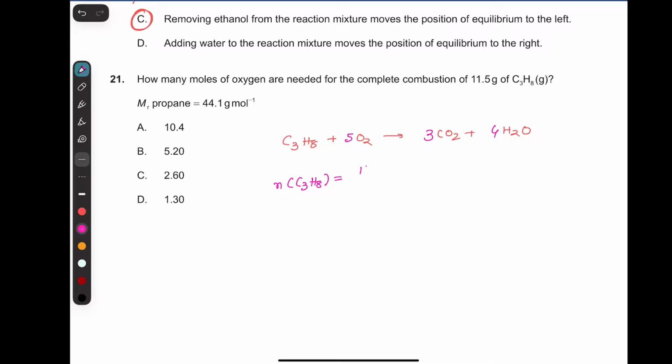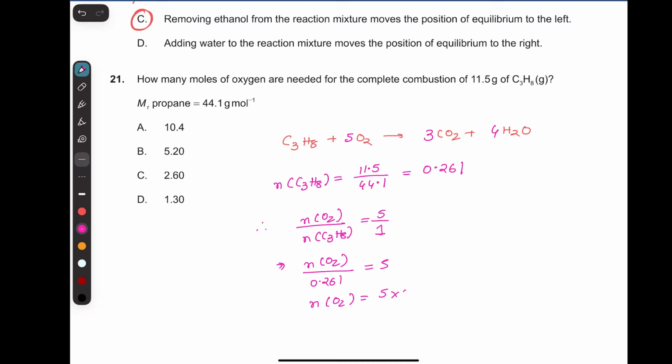Now find the moles of C3H8. This will be mass over molar mass. This is the mass of propane, and molar mass is 44.1. This should give you around 0.261. Now to find the moles of oxygen which we need, we write the stoichiometric ratio, which is 5 to 1. So moles of oxygen divided by 0.261 is 5. Moles of O2 would be 5 times 0.261, approximately 1.30. Option D.